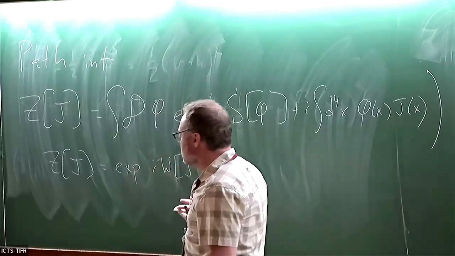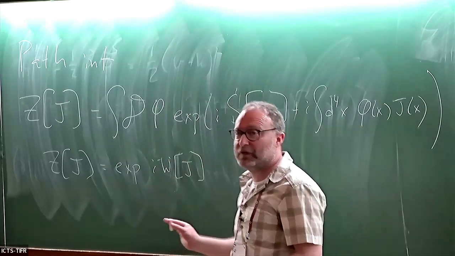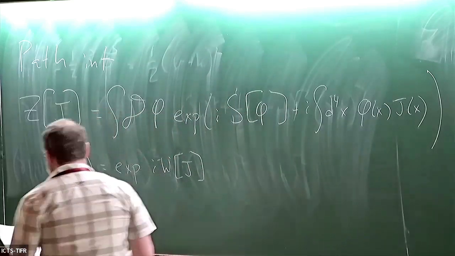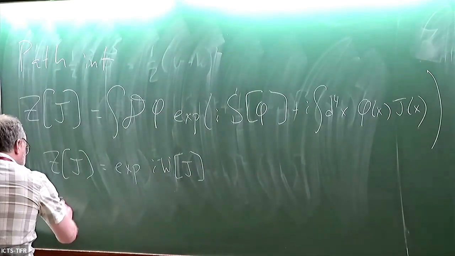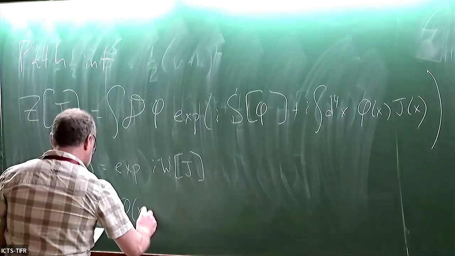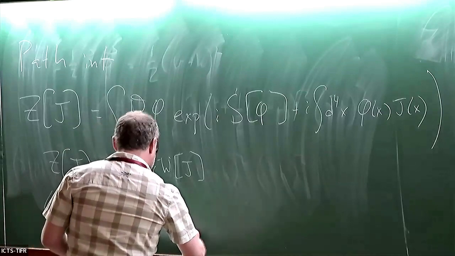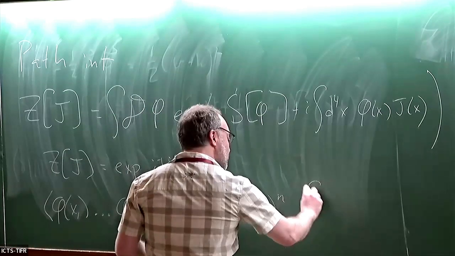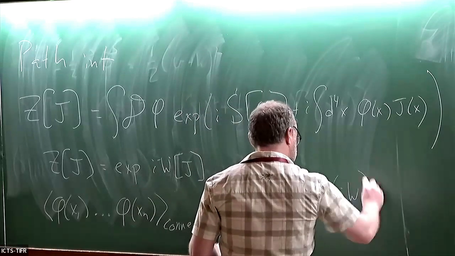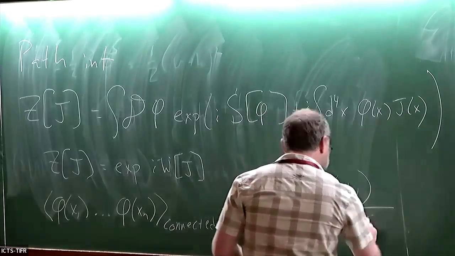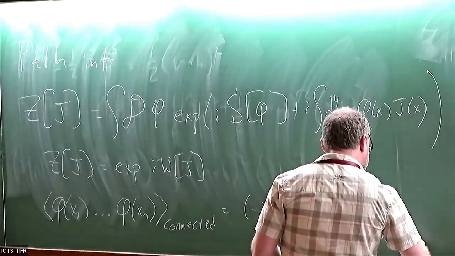Again, I'm assuming you've seen this. If not, I apologize, this is standard, in all your favorite QFT textbooks. Okay, so we can extract the connected correlators as follows by taking functional derivatives with respect to this source.